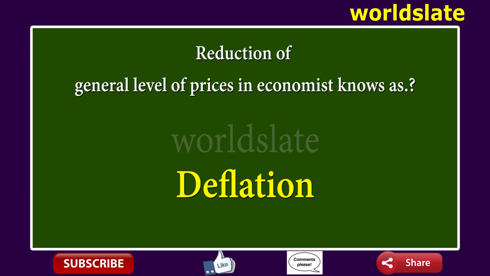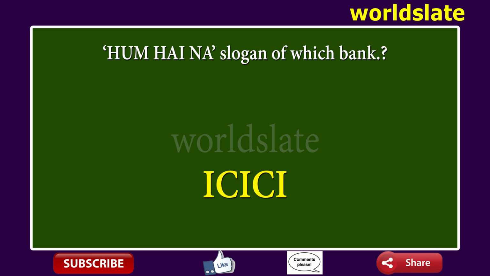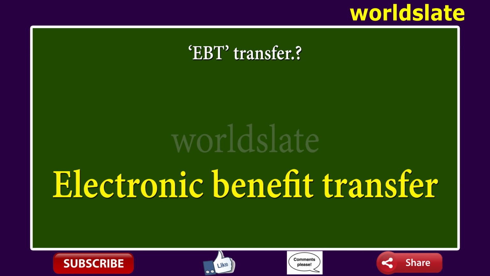Question: Reduction of the general level of prices in an economy is known as? Answer: Deflation. Question: Exim Bank was established in? Answer: 1982. Question: Hum Hai Na is the slogan of which bank? Answer: ICICI.